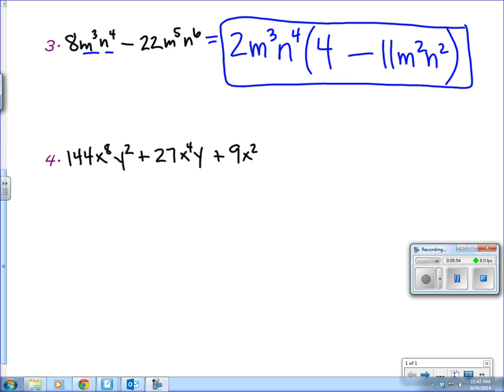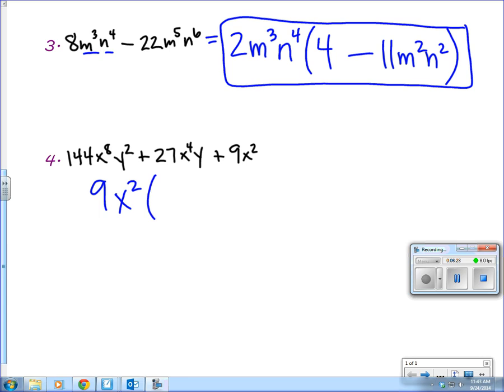Okay, so what number goes into 144, 27, and 9? 9. And when you have a bunch of numbers, you always want to start with the smallest one, because the smallest number obviously will have usually the smallest amount of factors, and you always try that number itself. Okay, so 9 is the number that divides into all of them, and how many x's do all of the terms have? 2. So we have 9x squared. Do all of them have a y? No, so it's just going to be 9x squared.